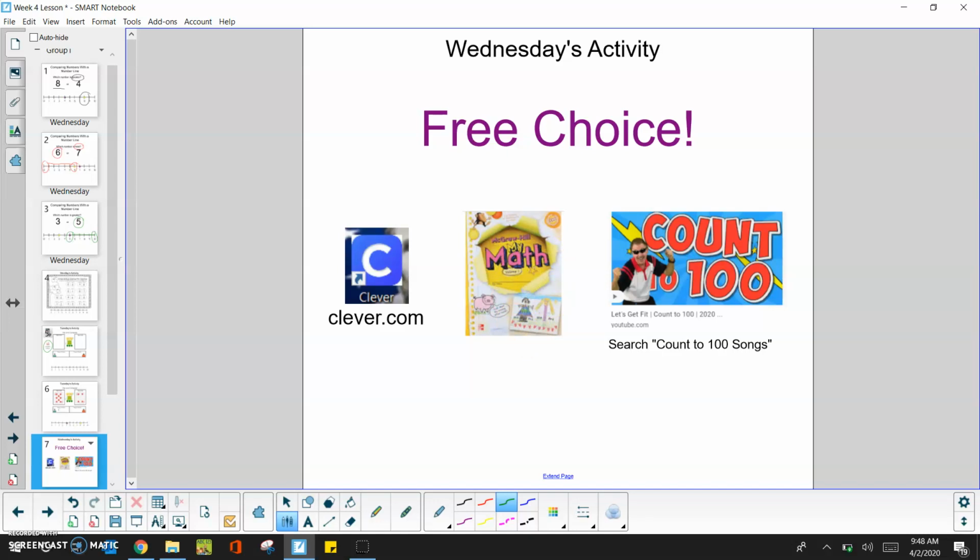Students can also work in their math workbook if they still have some pages left, choose a lesson and go through that. Or this one I absolutely love, do a search on YouTube for Count to 100 songs and practice counting to 100 and dancing. Our favorite ones are always from Jack Hartman because he always dresses up so silly, and we love to see him practice counting with us. So Wednesday is a free choice for you guys.